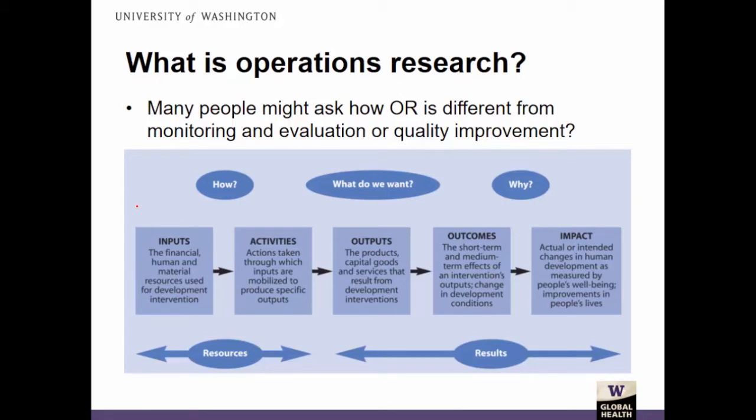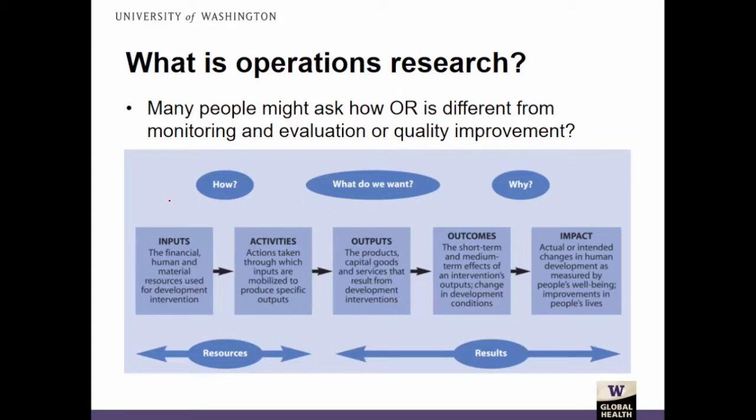to answer questions of how best to organize the inputs, activities, and processes of our system. So here on the left side, you'll see the inputs and activities, and that these are focused on how. How is our system set up? How is it organized? And are mostly focused on resources. How are resources allocated? How are they set up? And what is the organization of our system or our program?